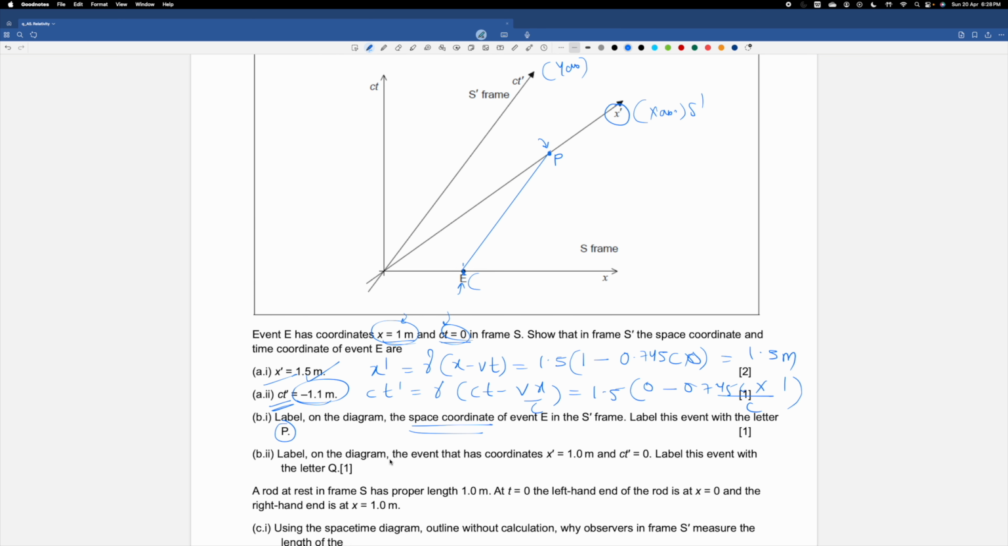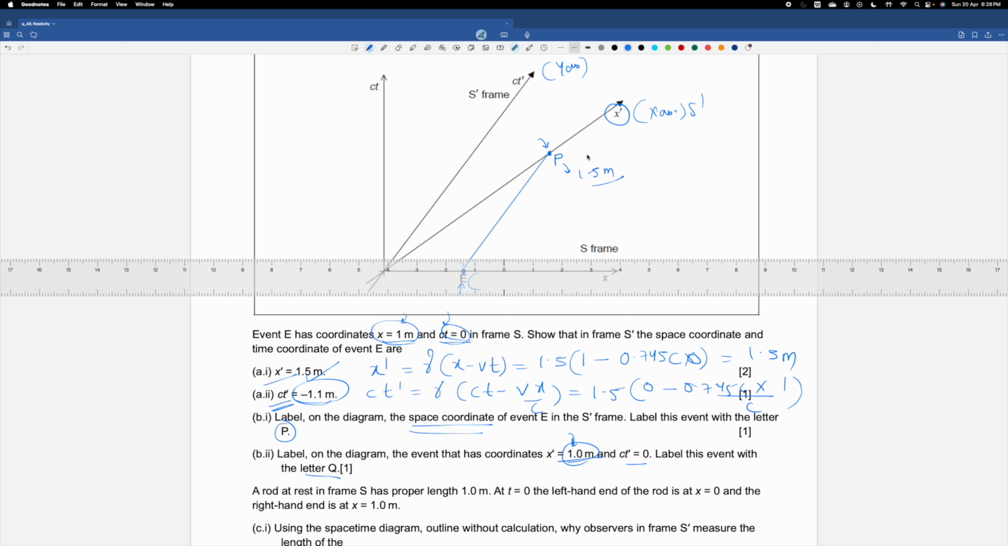Next, label on the diagram the event that has coordinates x prime equals 1 meter and ct prime equals 0 meters. Label this event with the letter Q. We know that P represents a space value of 1.5 meters, and we want x prime to be 1.0 meter. So we're going to take a ruler and measure the length. How many centimeters is this length, which represents 1.5 meters? Then we'll see how much length is required for 1 meter.